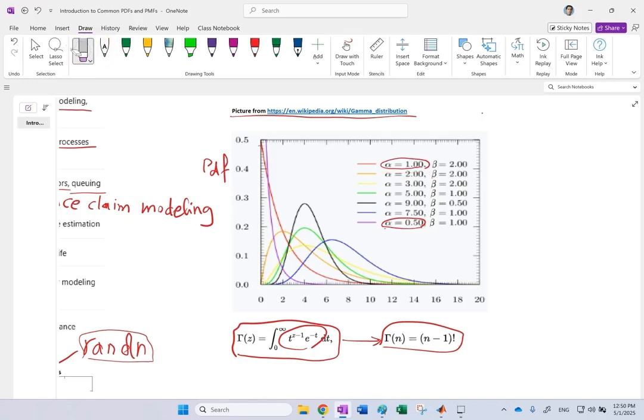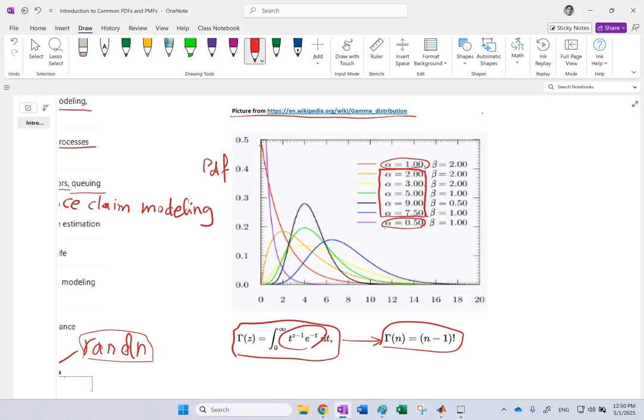These other ones first go up and then go down, and if you look at their alphas, they are bigger than 1. So alpha, whether it's less than 1 or bigger than 1, will determine what kind of shape you are getting. And then there is rate.